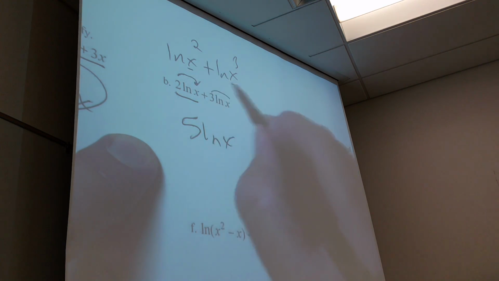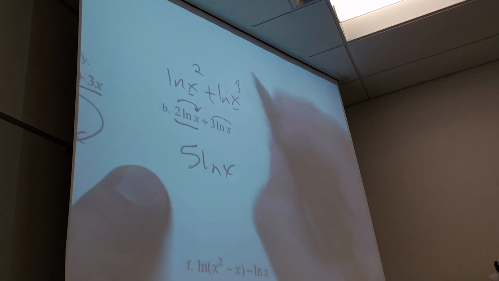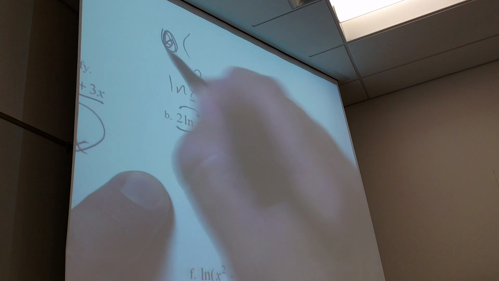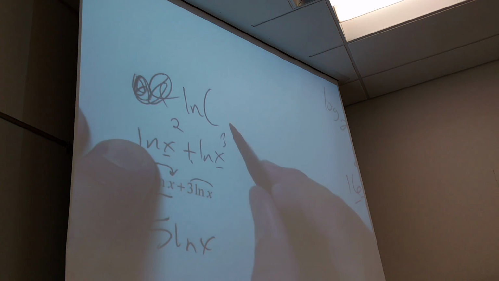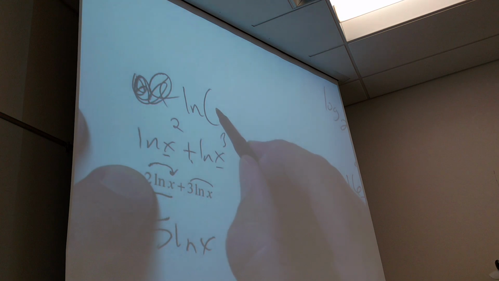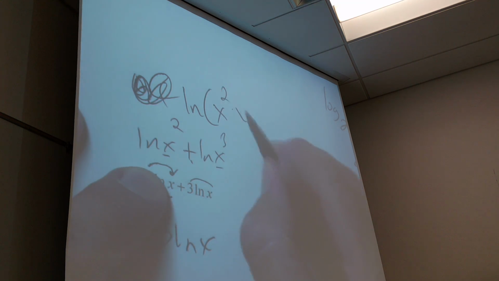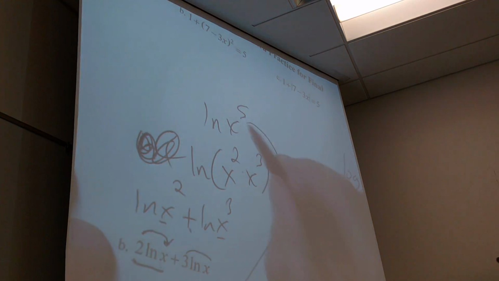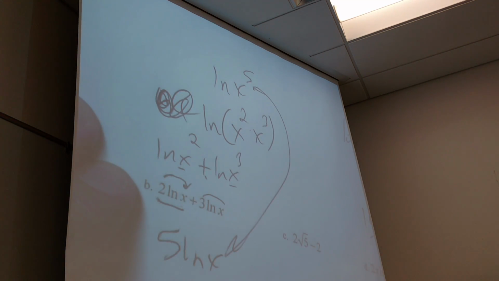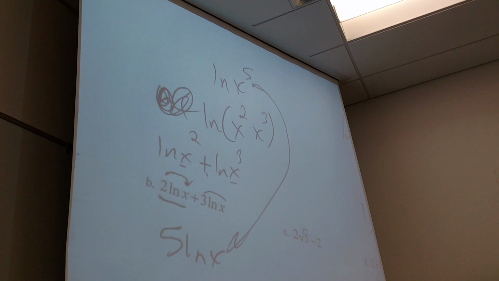What do I do with this when it's addition? It's the ln of a product. When you're adding logs, what do you do? X squared. Good. X squared times x cubed. The natural log of x to the 5th, is it the same answer as what we got? Yeah. Just one has a 5 up and one has a 5 down.